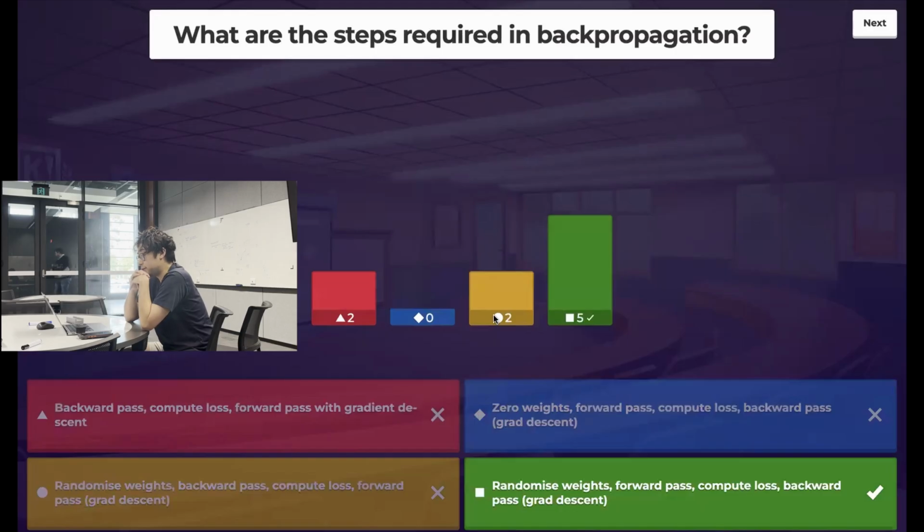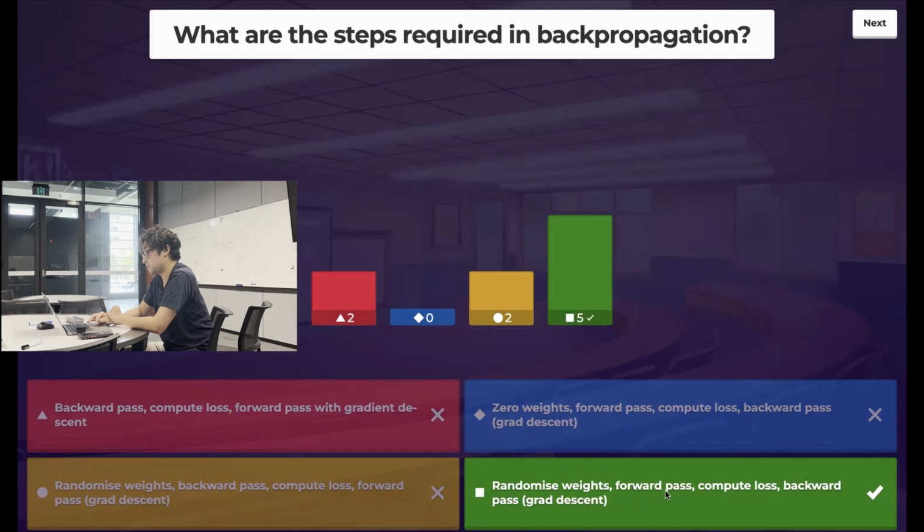Okay, so most people got this right. This was a tricky one, right? The answer is that when we do backpropagation, and this is true for neural networks or transformers, the very first step is to randomize the weights, right? That's finding a random spot on the loss landscape to drop yourself onto.